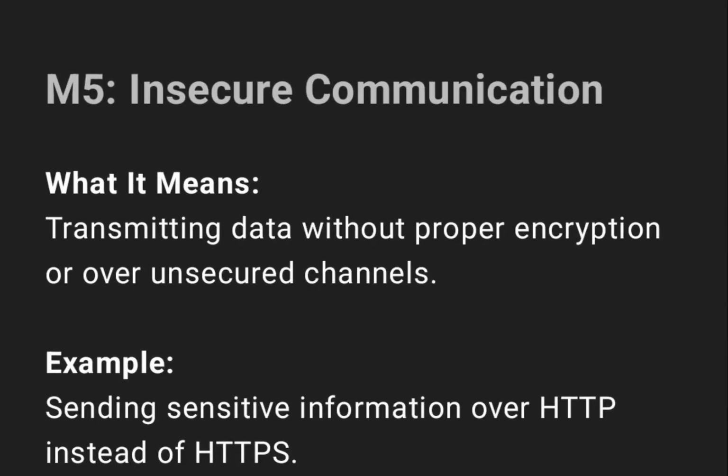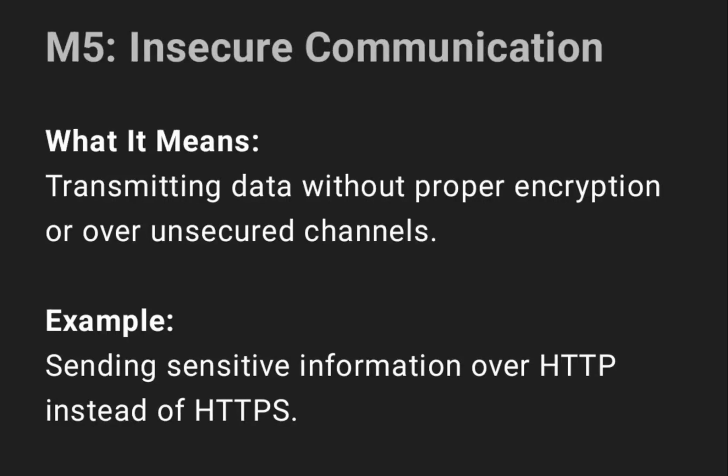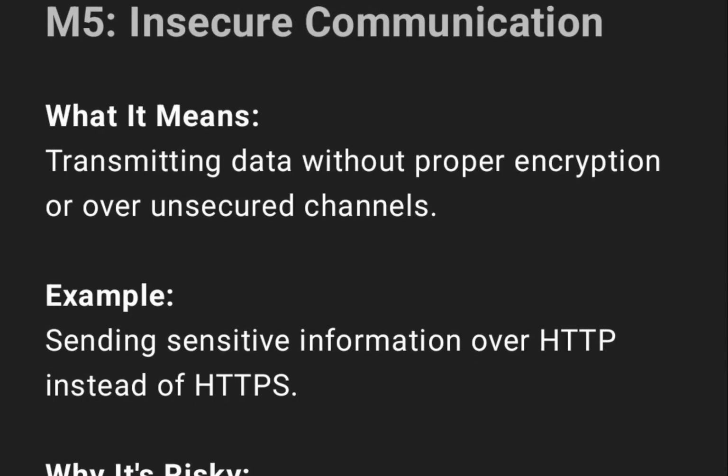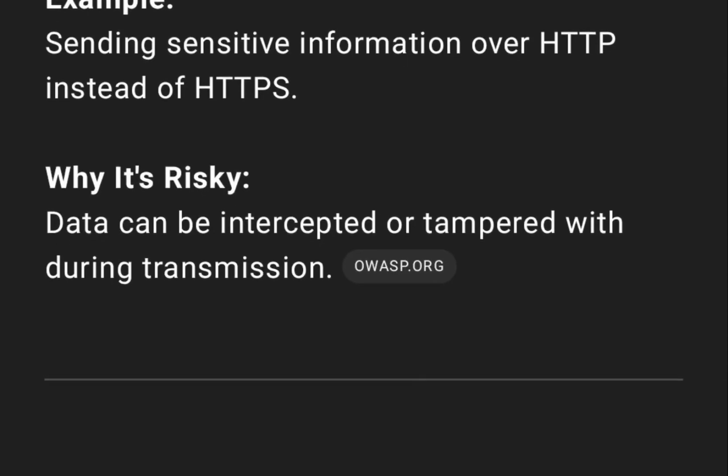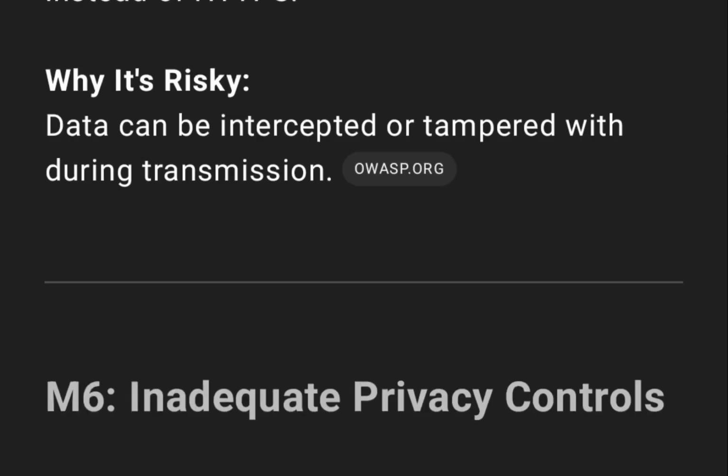And coming to the fifth risk, it is insecure communication. Let's say transmitting data without proper encryption or over unsecured channels, then it comes under insecure communication. An example for this is sending sensitive information over HTTP instead of HTTPS. And why it is risky is, obviously the data can be intercepted or tampered with during transmission.